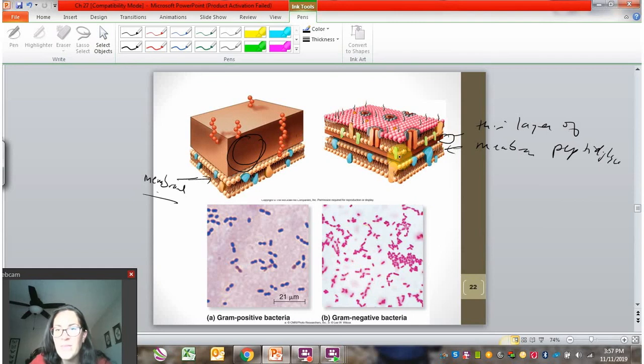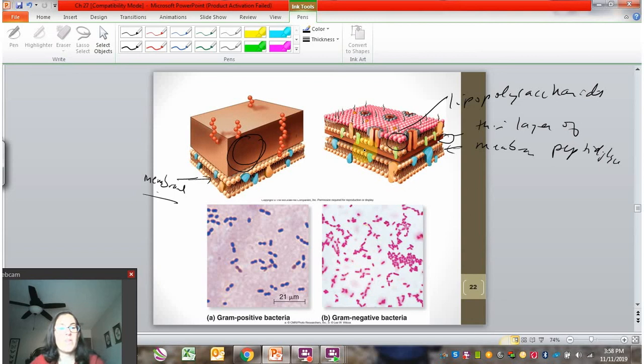And then on top of that thin layer of peptidoglycan is this complex of lipopolysaccharides. So you've got these lipid components with a sugar attached to them, making up this additional layer. And again, this difference in peptidoglycan is what's going to get you this difference in color, because the thin peptidoglycan and the lipopolysaccharide layer will cause the purple to not stay.